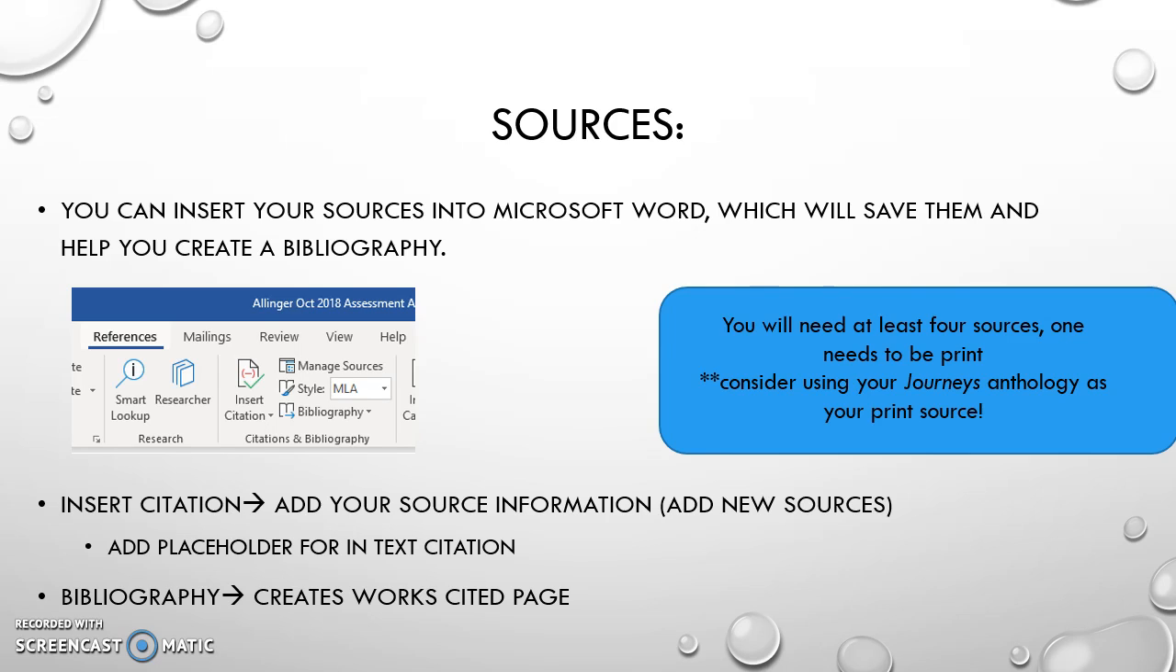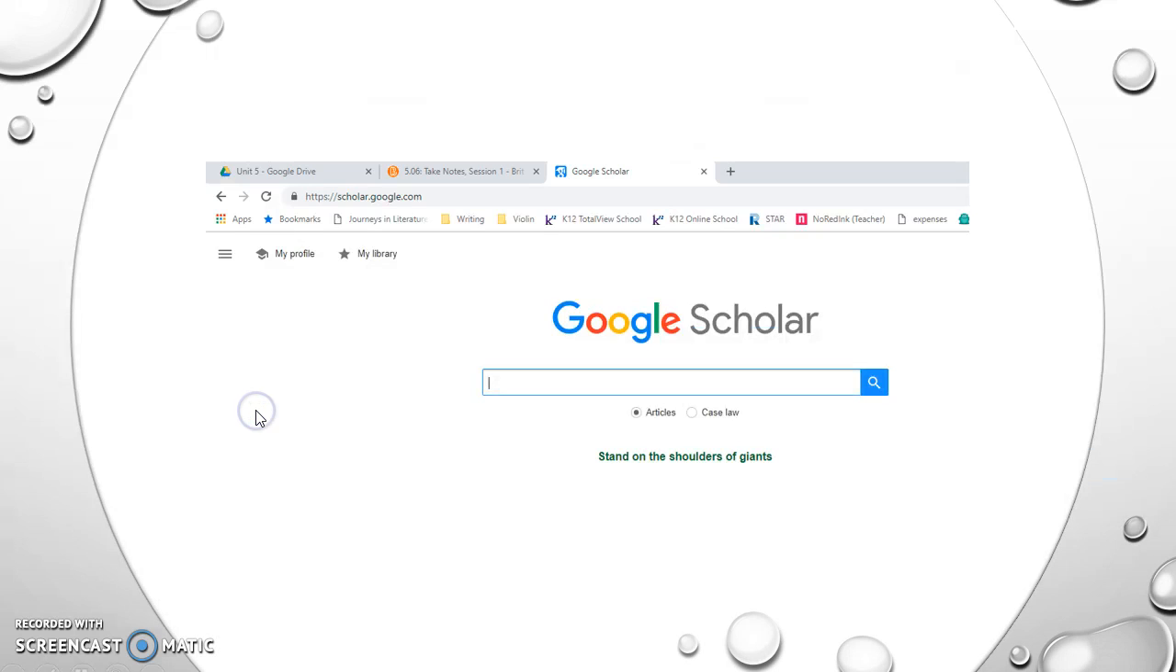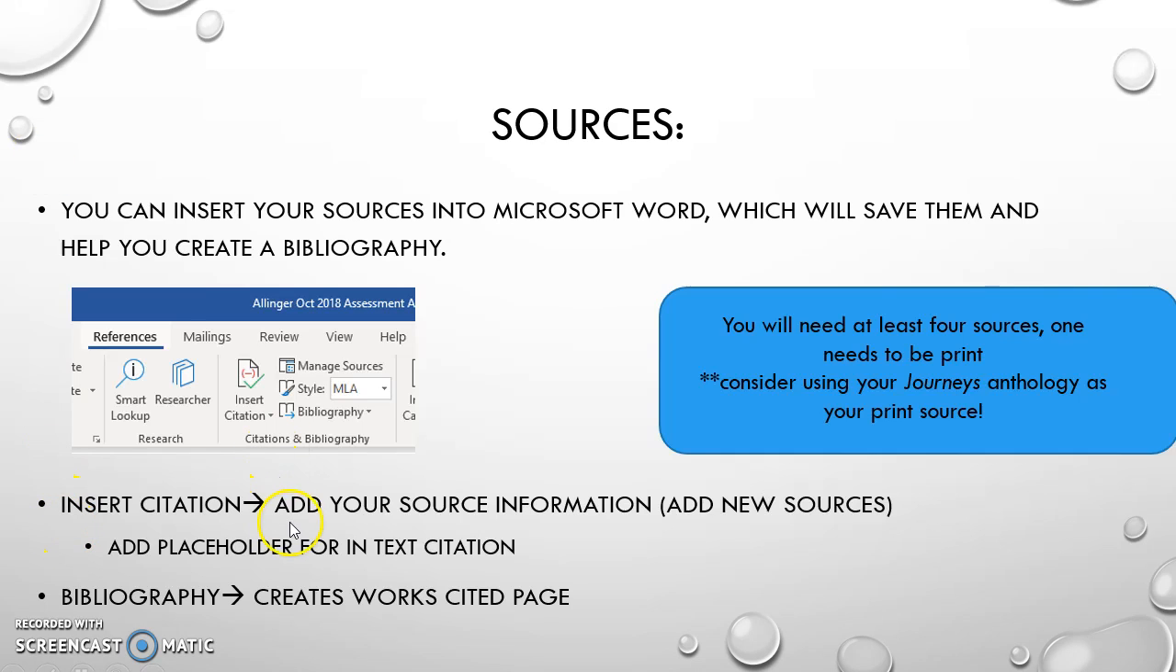I'm going to try to show you how to insert your sources into Microsoft Word, which will again save them and help you create a bibliography. If you are in Microsoft Word, click on References and then Insert Citation. It will allow you to add source information, like a new source. So add new sources. Then when you want to use it as an in-text citation, you just click again on Insert Citation and add a placeholder.